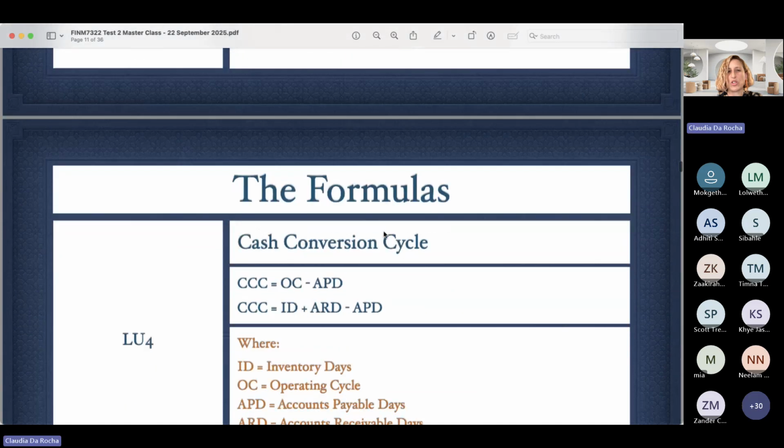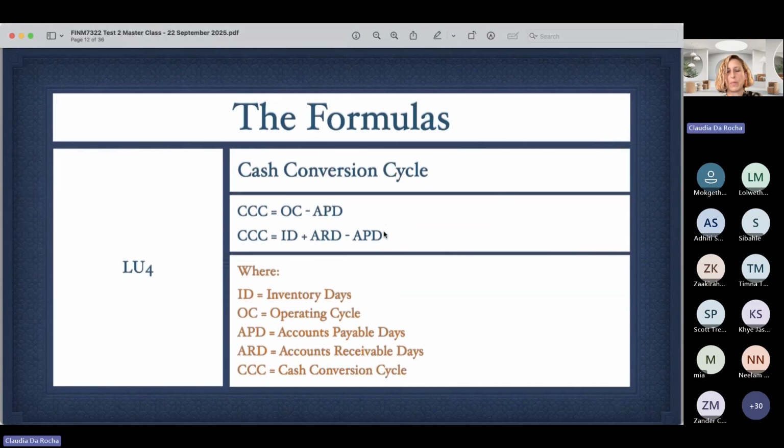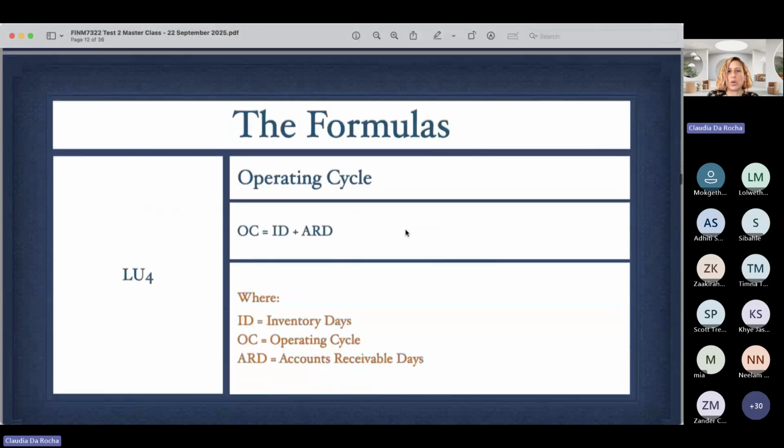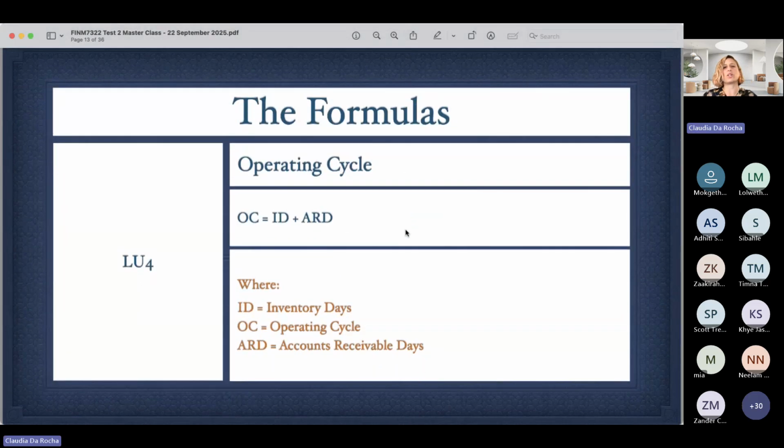All right, so let's move on to now Learning Unit 4. So we have our cash conversion cycle with two formulas. So your cash conversion cycle is either your operating cycle minus your accounts payable days, or if you want to break it up, it's your inventory days plus your accounts receivable days minus your accounts payable days. Your operating cycle is your inventory days plus your accounts receivable days.